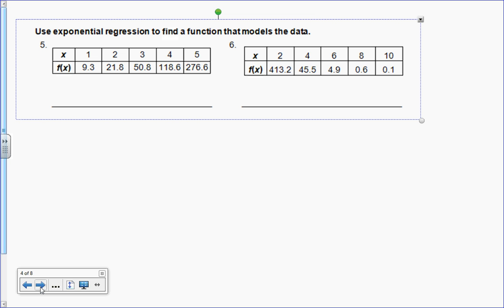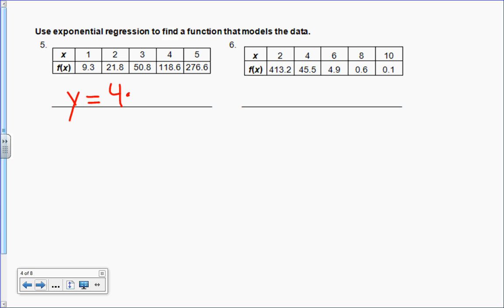All right. Now, the a value in this function is 3.99, so I'm going to write this as y equals 4 times the b value, which is 2.33, so I'm going to put 2.3 to the power of x. You could have also written 4 parentheses 2.3 to the x. Either one of those is right.